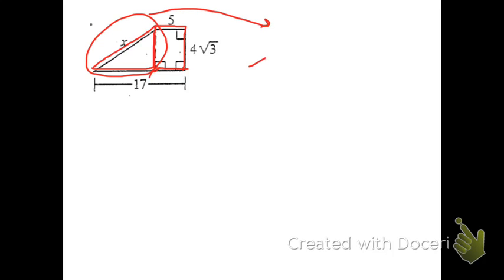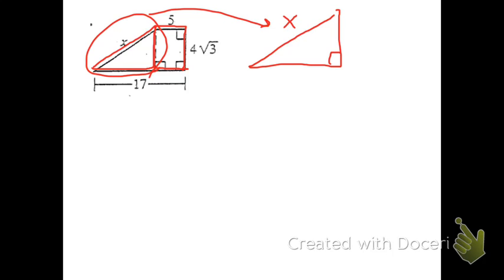Now, notice we have what looks like some sort of rectangle right here, where it has a base of 5 and a height of 4 root 3, and we have a right triangle right here. So if I redraw this right triangle, since this is the Pythagorean theorem video, there's a good chance we need to use the Pythagorean theorem. I want to focus on this right triangle and try to come up with an equation with x in it.